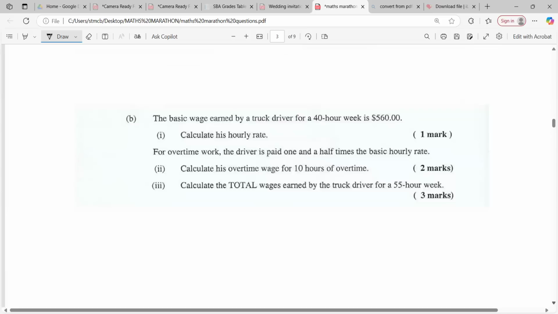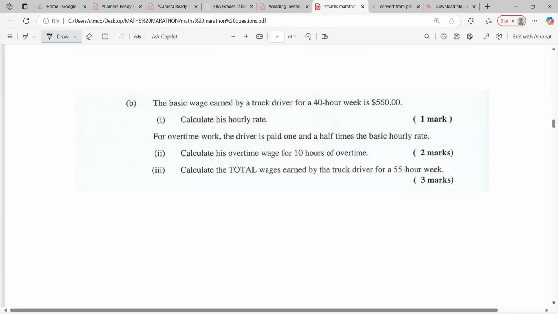Consumer arithmetic, 6 marks. The basic wage earned by a truck driver for a 40-hour week is $560. Calculate his hourly rate. Next, for overtime work, the driver is paid 1.5 times the basic hourly rate. Calculate his overtime wage for 10 hours of overtime. And then calculate the total wages earned by the truck driver for a 55-hour week.